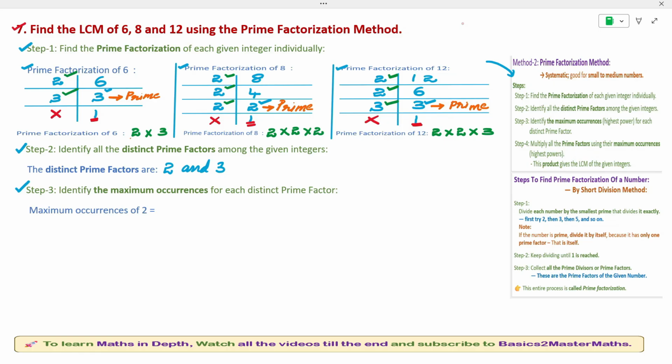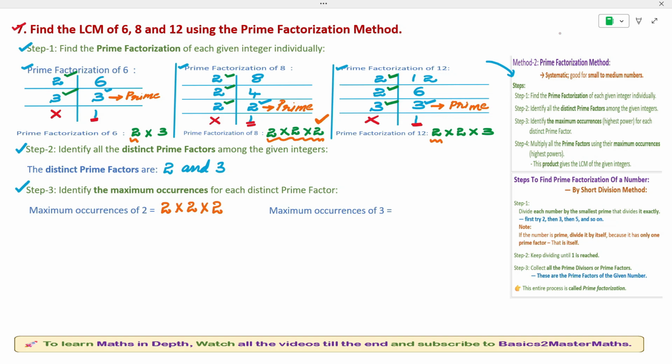Observe, 2 occurs in the prime factorizations of 6, 8 and 12. But it occurs more times in the prime factorization of 8. So, we take 2 multiplied by 2 multiplied by 2 as its maximum occurrences.